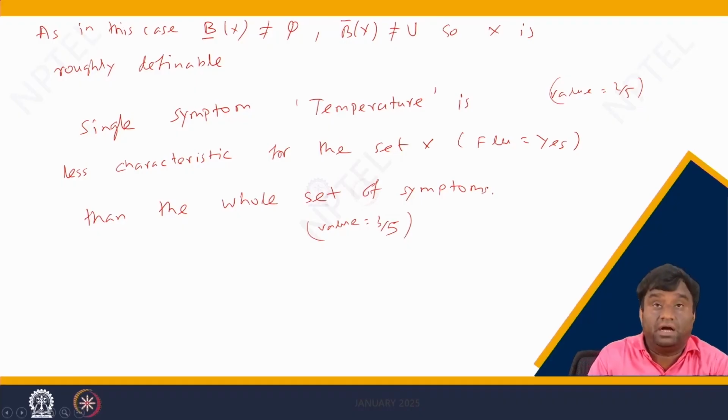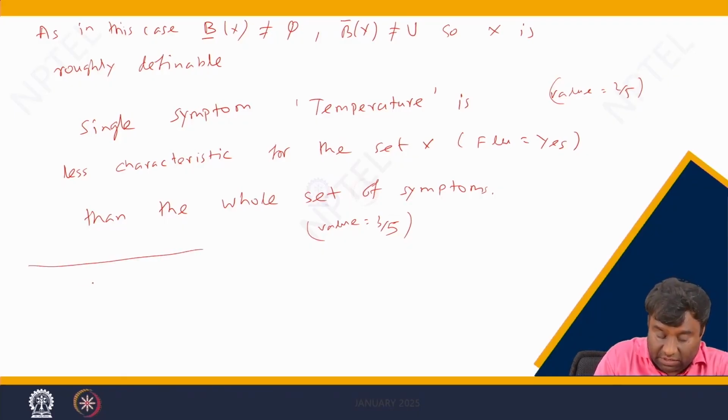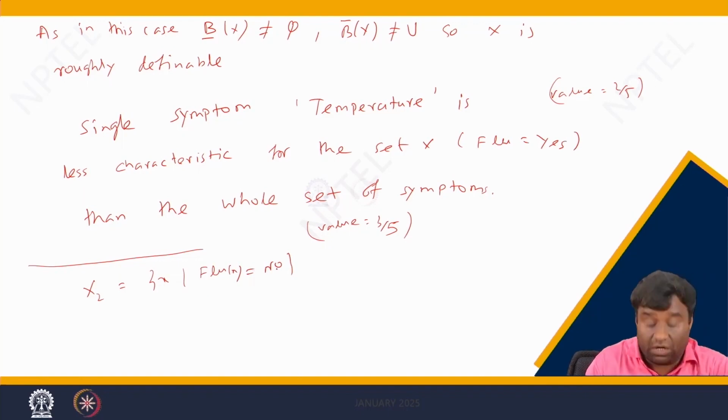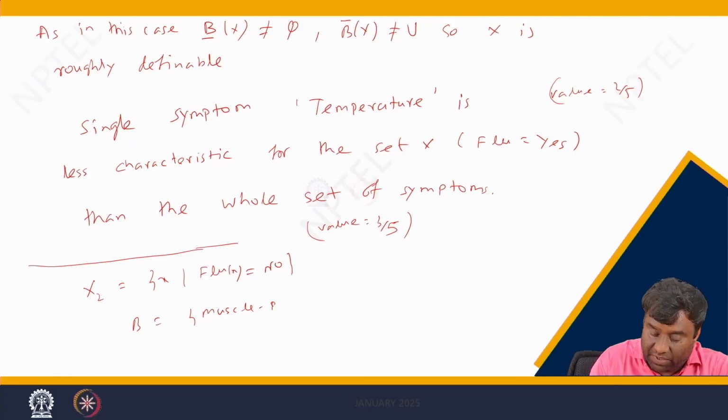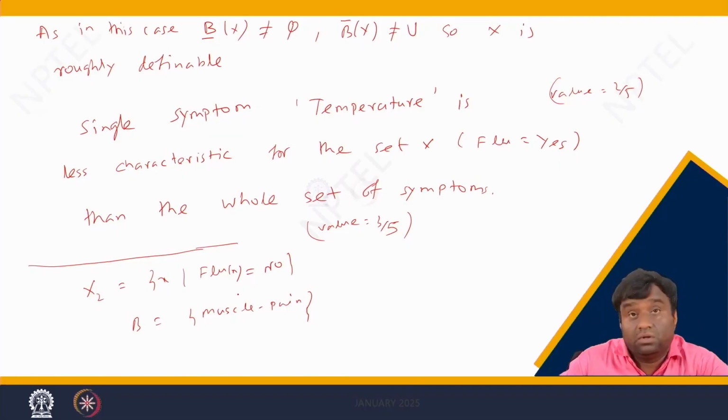Here we solved it for the case of flu yes. You can also check for a set X2 for which flu of X equals no. Try to solve this question with respect to flu no. Suppose B is muscle pain, then try to find it in this way.